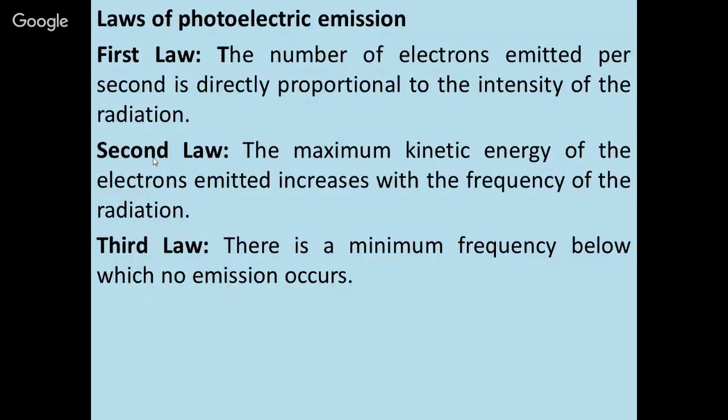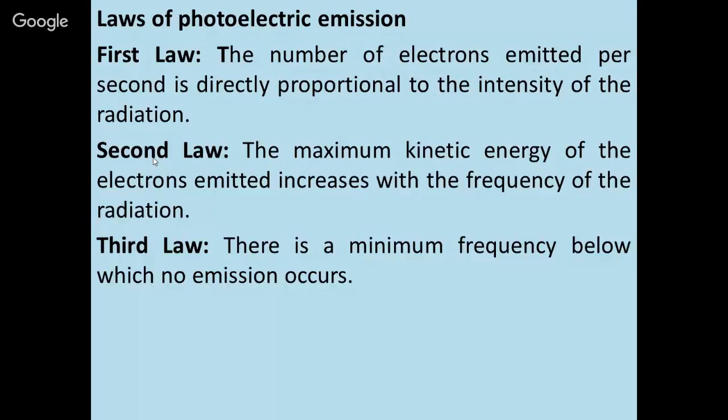Then the second law is that the maximum kinetic energy of an emitted electron increases with the frequency of the radiation. If the frequency of the radiation is varied, then depending upon that frequency, for higher frequency more electrons can be generated, and for lower frequency fewer electrons are generated. But there is one limit. Below that frequency, no emission is going to occur.